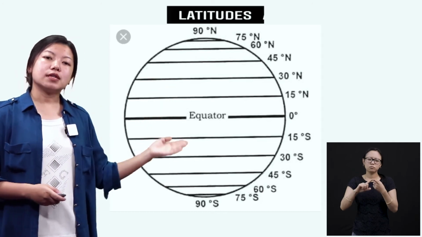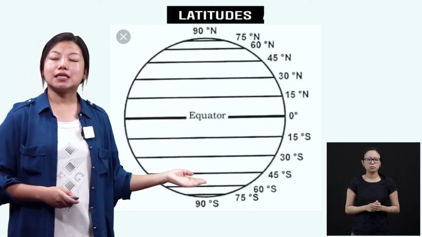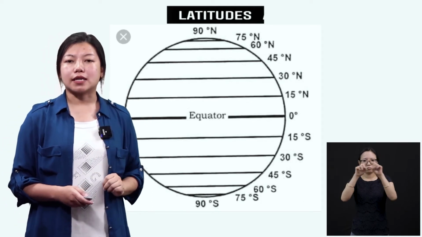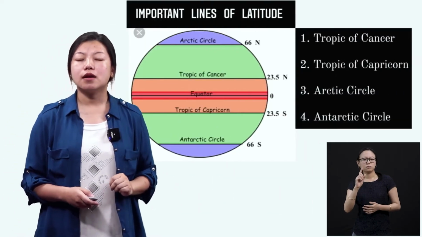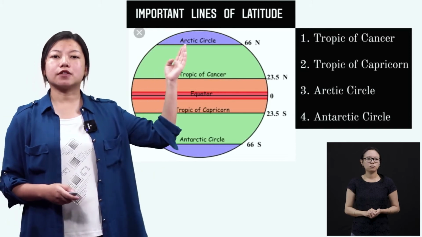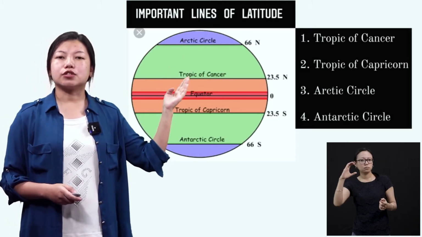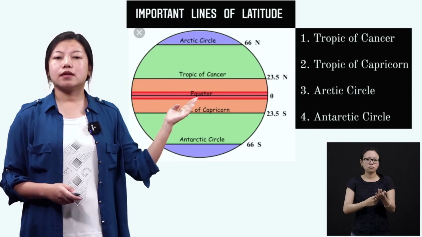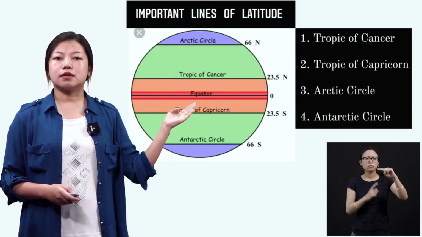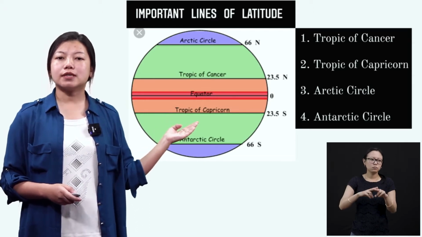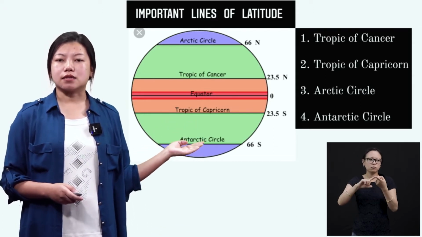Now, of all these 180 lines, there are 4 very important lines of the latitude. And they are, number 1, starting from the top, Arctic Circle, second, Tropic of Cancer, third is the equator. Now, next, Tropic of Capricorn and Antarctic Circle.